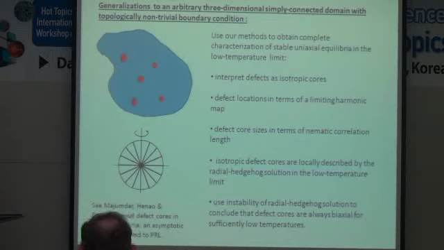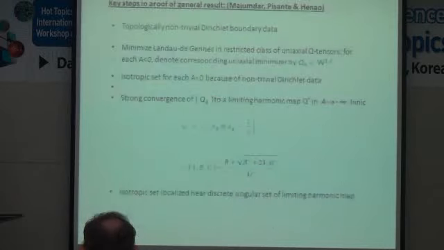Because when we rescaled near each defect individually, we recovered the radial Hedgehog solution for the minimizer in the restricted class of uniaxial Q tensors. And once we recovered the radial Hedgehog solution, you can prove that it is unstable with respect to localized biaxial perturbations. We use the instability to prove that the global energy minimizer has to be invariably biaxial near these defect cores for sufficiently low temperatures.